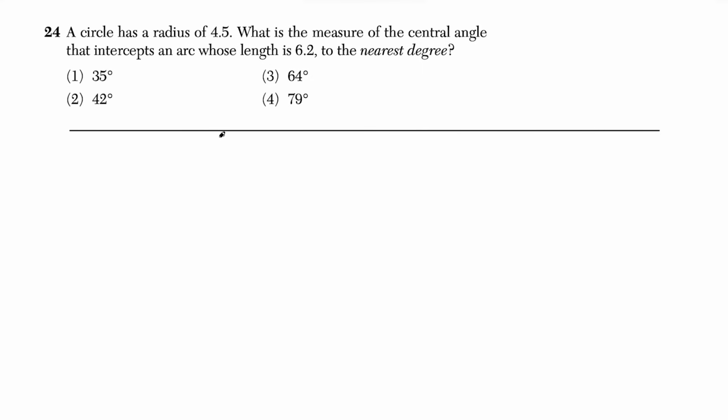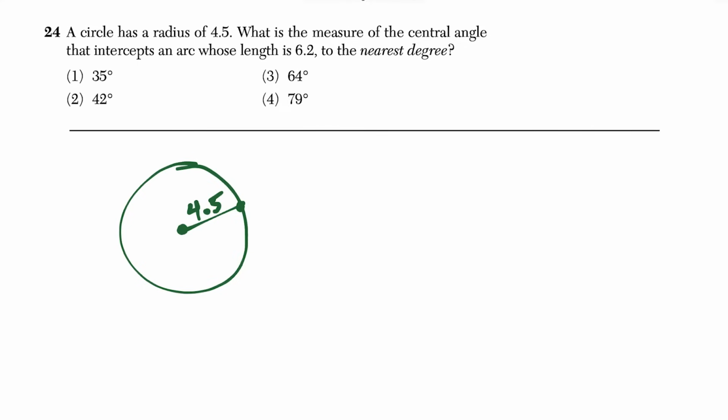Question 24, a circle has a radius of 4.5. What is the measure of the central angle that intercepts an arc whose length is 6.2 to the nearest degree? So for this one, we have a circle, and the radius of the circle is 4.5. So that's the distance from the center to any point on the circle. And what we're looking for is the measure of the central angle that intercepts an arc of length 6.2.